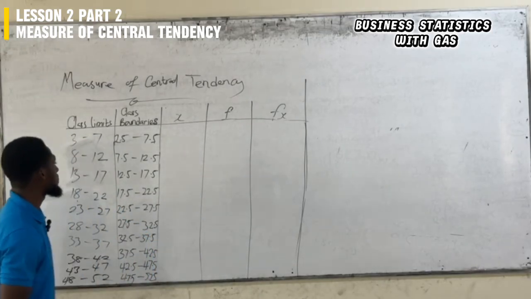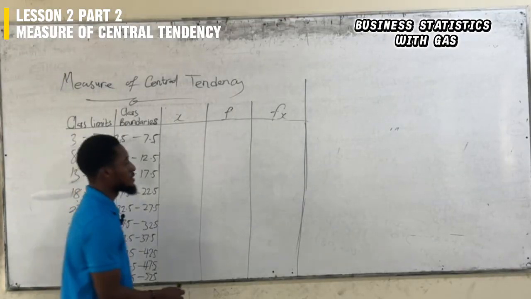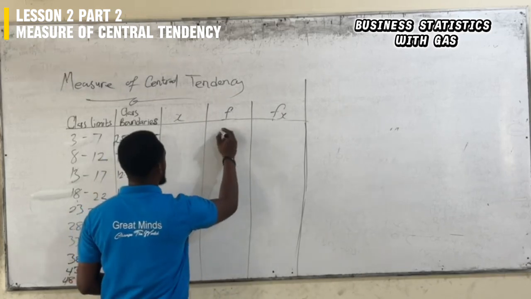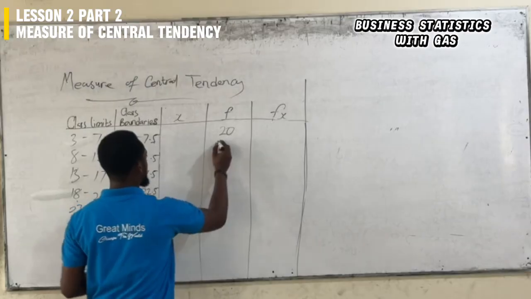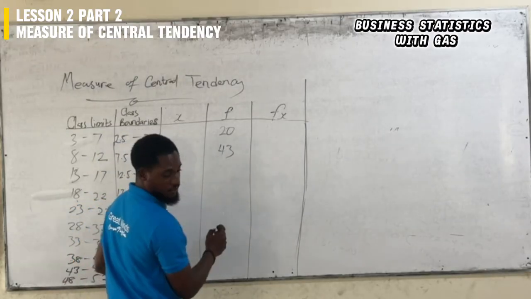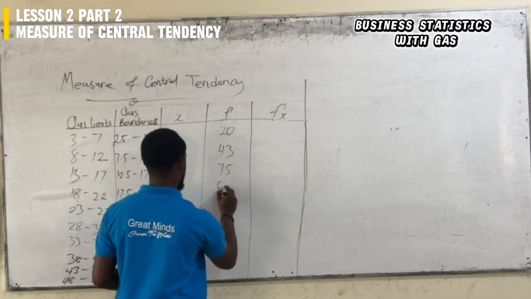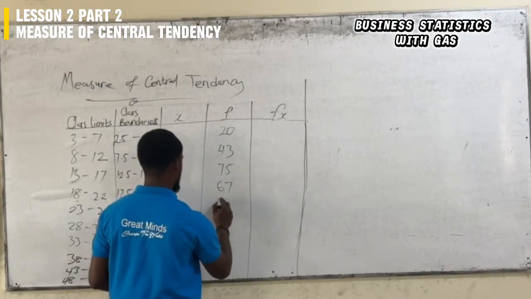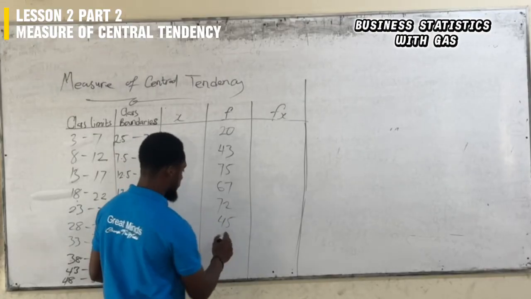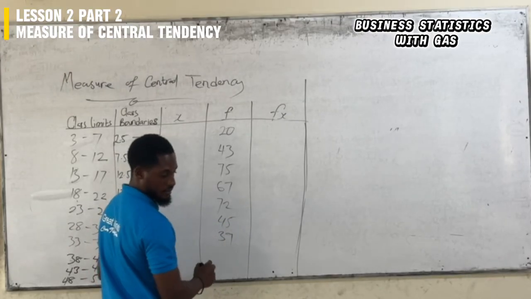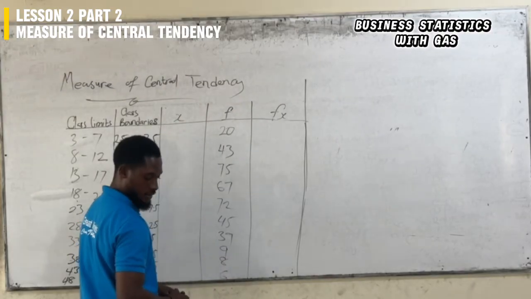So now we have our class boundaries. Now how then do we solve for our x? But before that, let's state our f, which was already given. So we have 20, 43, 75, 67, 72, 45, 39, 9, 8, and 6.